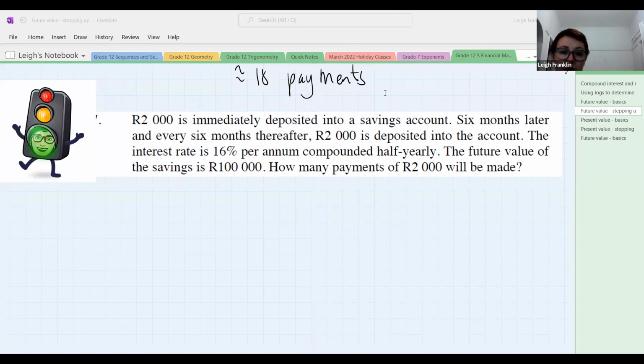Okay, so Kelebogile, this is the age-old question. When the interest rate is compounded half yearly, you're going to divide the interest rate by 2. It's very easy to get confused, because there are 2 half years in a year.